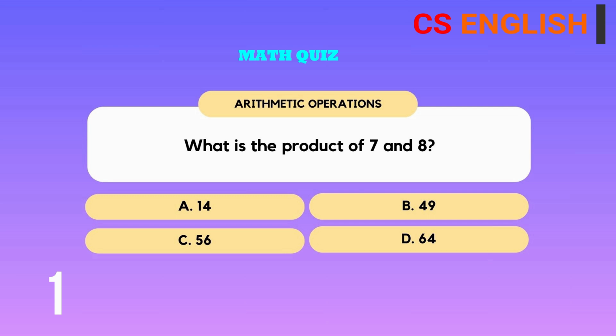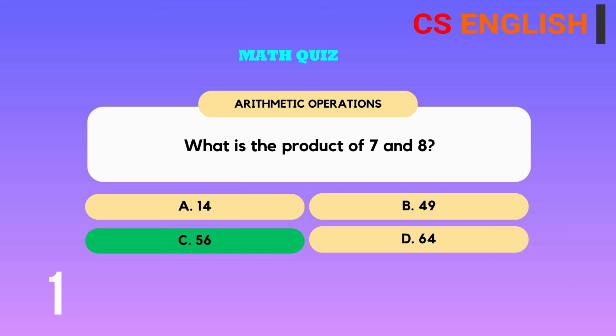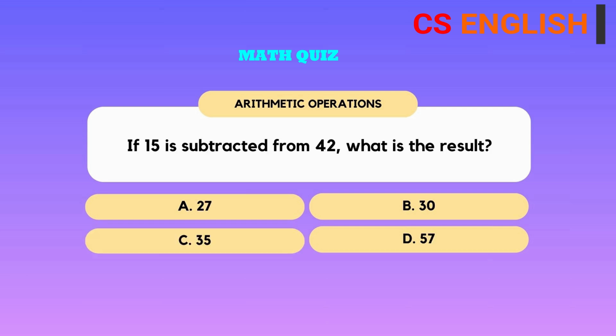A. 14. B. 49. C. 56. D. 64. If 15 is subtracted from 42, what is the result? A. 27. B. 30. C. 35. D. 57.